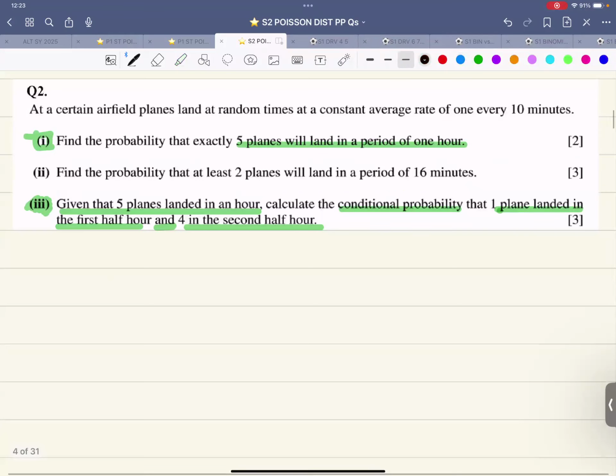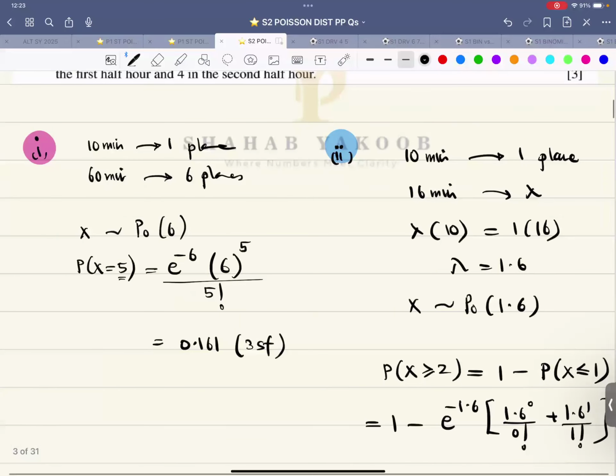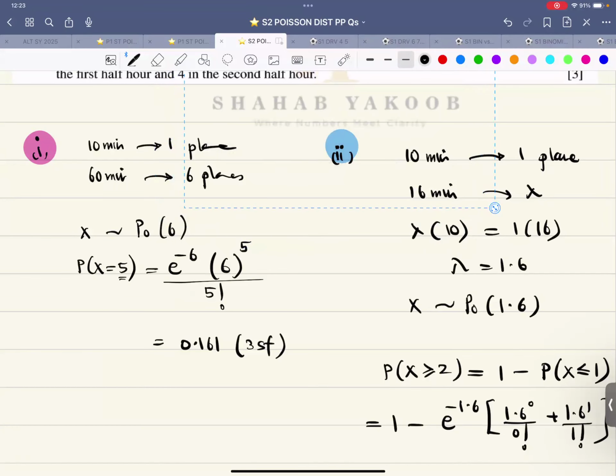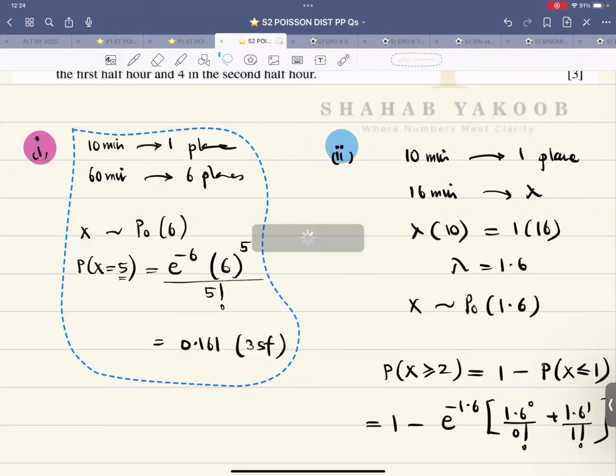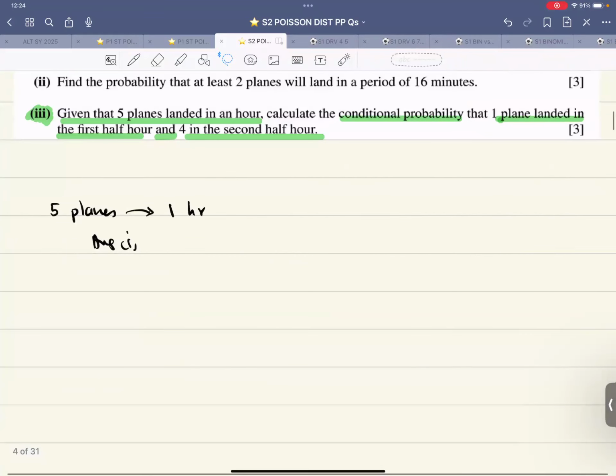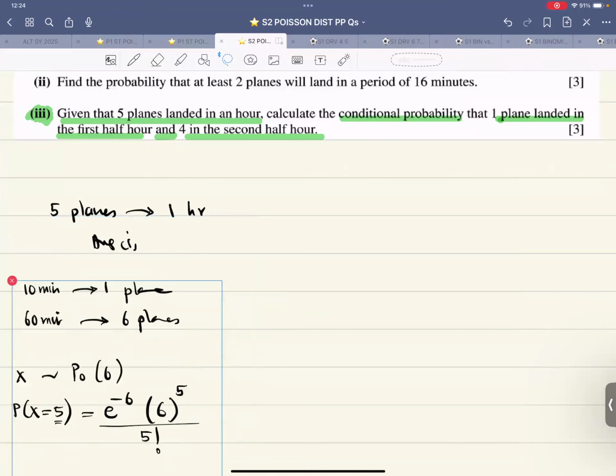Now, first of all, let me calculate all the different fragments of this particular thing. So part 3, it says 5 planes landed in 1 hour. This is the answer of part 1. So that is the answer of part 1. That is this thing. And let me just copy this thing from here so that everything is intact. So this thing is copied. Lambda is 6 and everything. So this thing is right over here.